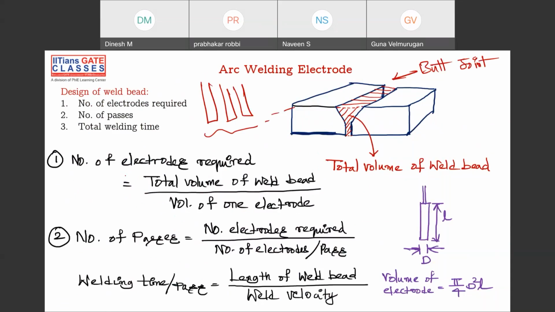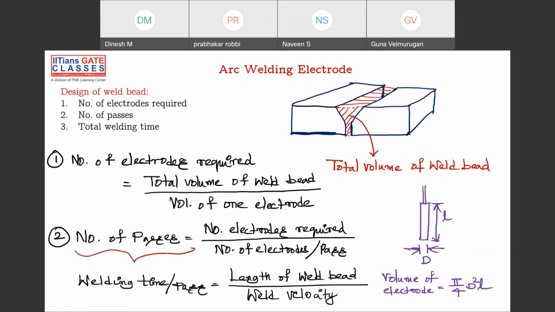That is nothing but the total volume of weld bead, the red color one, divided by the volume of each electrode. That will give you the total number of electrodes required for the welding. And how many passes do you have to do? The number of electrodes required divided by the number of electrodes per pass. For each pass, how many electrodes are consumed?